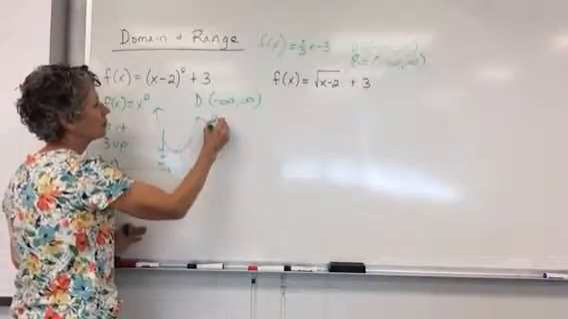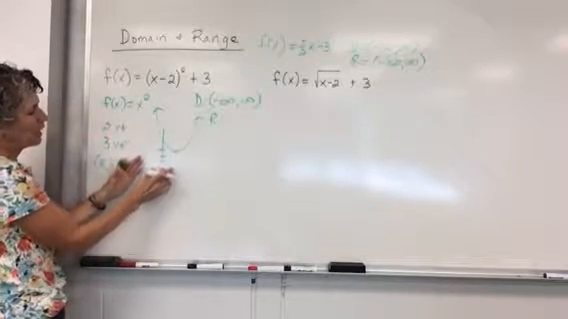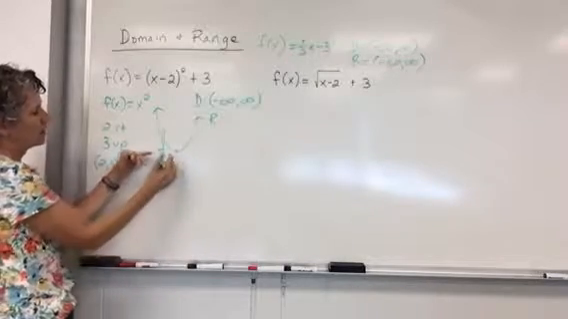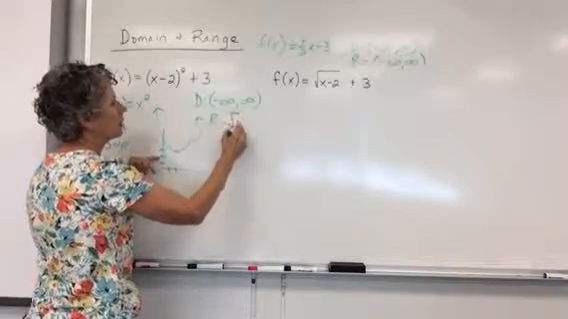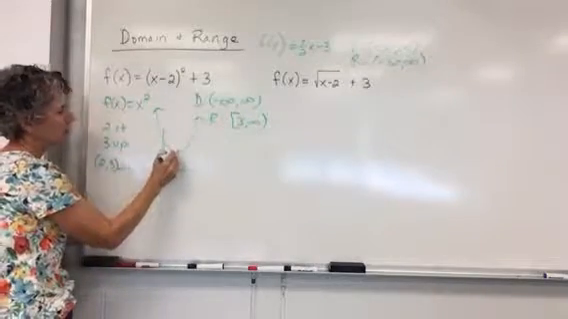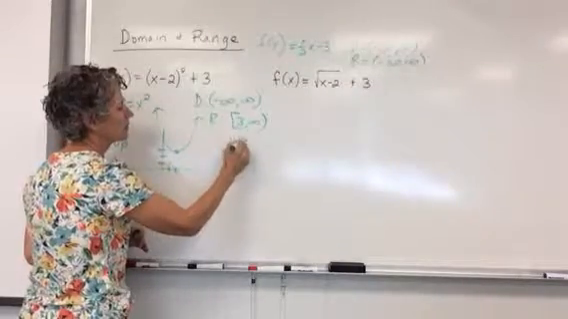The range is going to be what part of the y-axis we're using. What y's are we going to come out with? And you see the parabola doesn't exist down here. And so it would be anything from 3 on up. So remember, using interval notation, that would be a bracket because we're including the 3. Or you can say all y such that y is greater than or equal to 3.